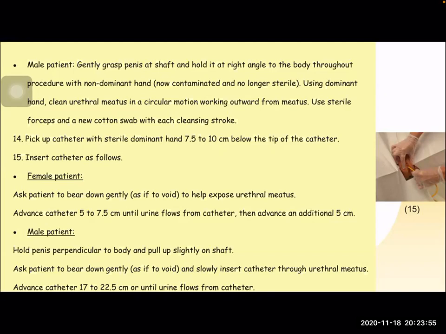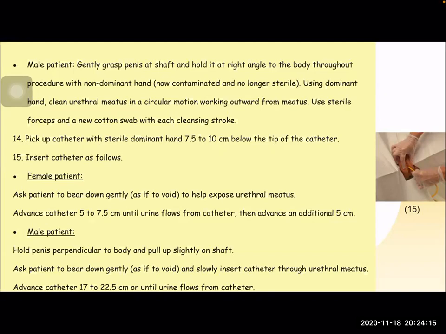And then pick up the catheter with the sterile dominant hand about 7.5 to 10 centimeters below the tip of the catheter. This is so that we have good control of the catheter when inserting it in the urethra.